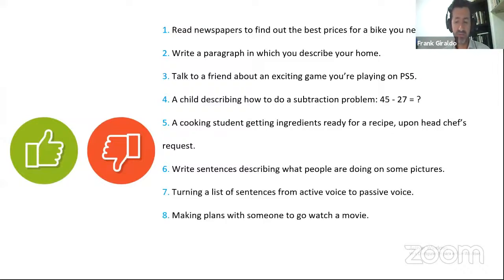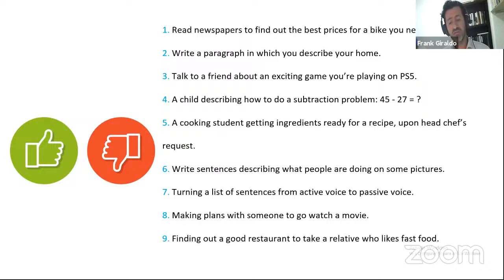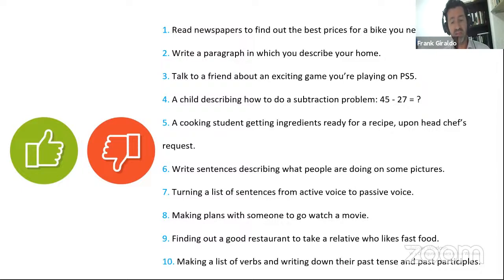Turning a list of sentences from active voice to passive voice. Making plans with someone to go watch a movie. Finding out a good restaurant to take a relative who likes fast food. And making a list of verbs and writing down their past tense and past participles. So go ahead, take 1 minute or two to decide which of these are tasks, which of these are not tasks.